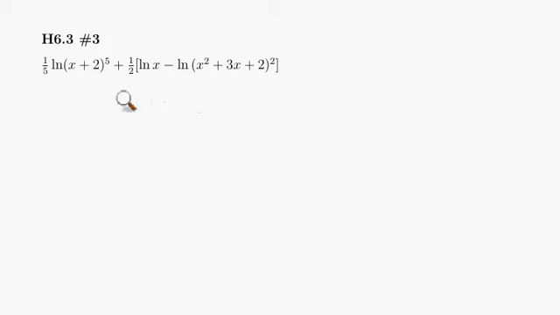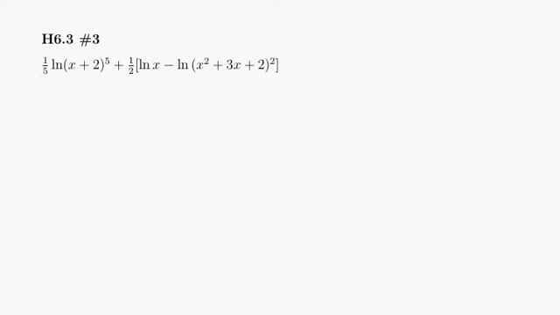All right, let's look at homework 6.3, problem number 3. We have this expression and we want to simplify it as much as possible. You can see that there's a power of 5 here. We can place it in front, so we can cancel with the 1 over 5.